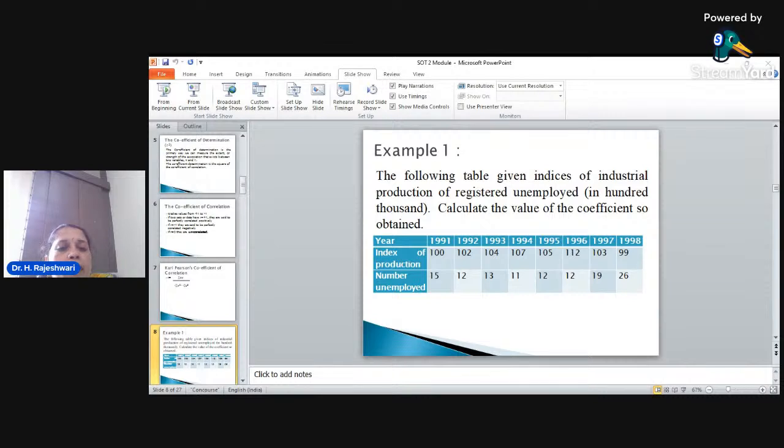And number of unemployed. Naturally, when the production goes on, companies will enlarge and there will be more employees. Now tell me at the outset, do you think index of production and number of unemployed is positively related or negatively related?